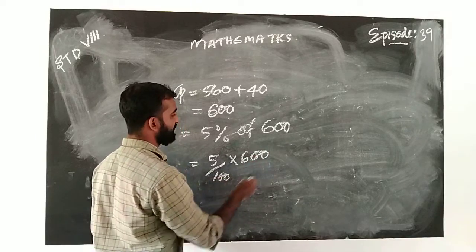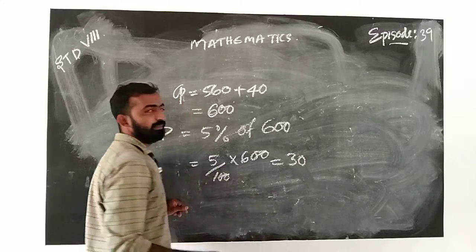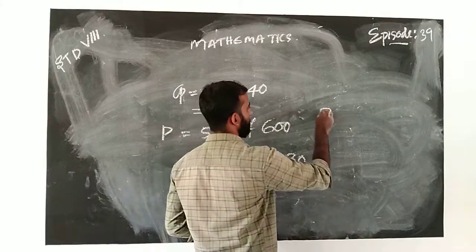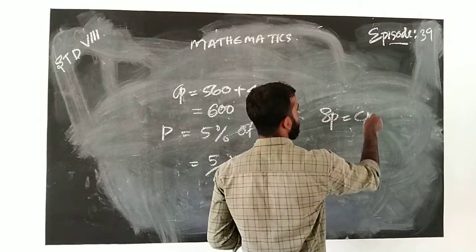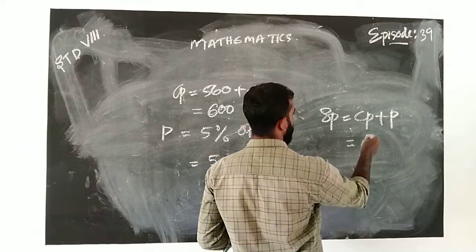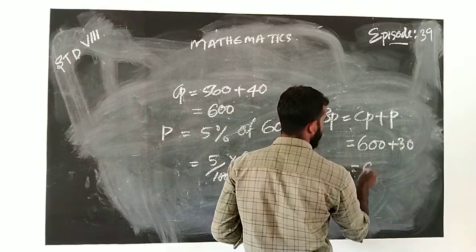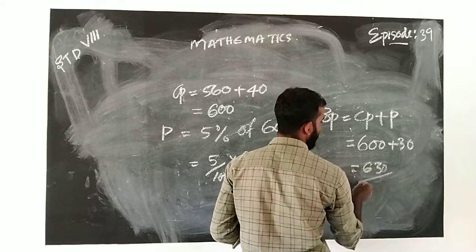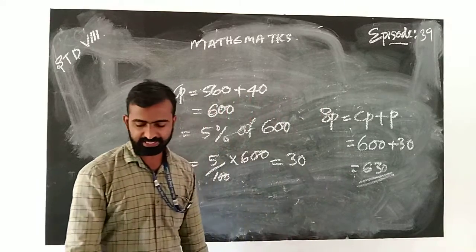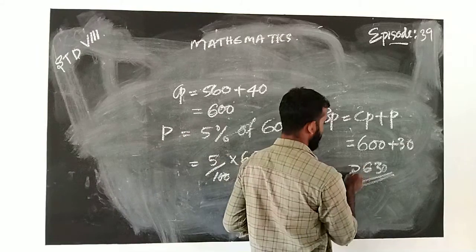That is, we get 30. Selling price equal to cost price plus profit. That is 600 plus 30. That is 630 is the selling price.